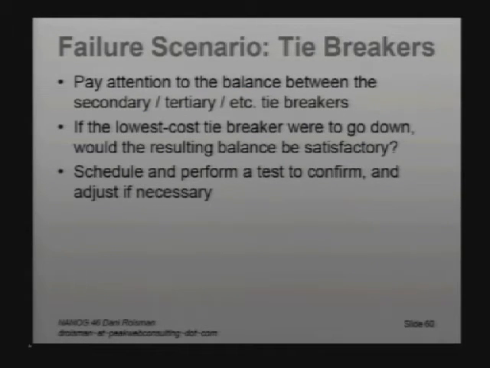Then afterwards, you got your great balance, and you got your 3 links up. That's wonderful. But now you have to think failure scenario. So pay attention to the balance, who's secondary, who's tertiary especially. Because what happens if the lowest cost tiebreaker goes away? If that AS3 were to go away, would the resulting balance be satisfactory?